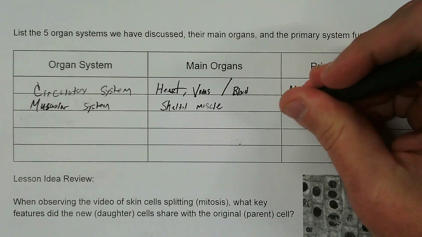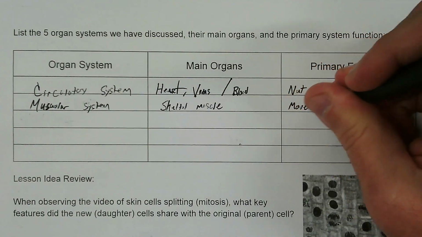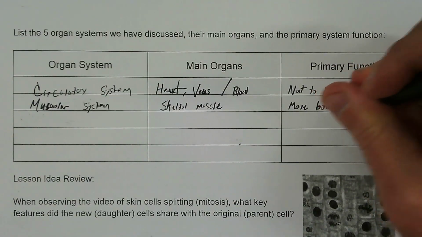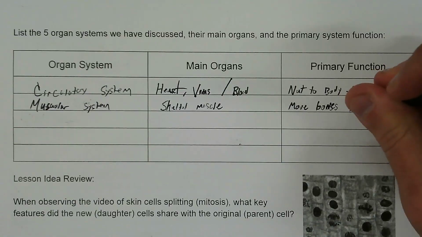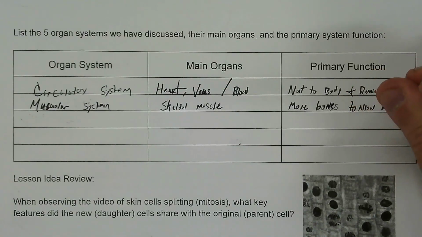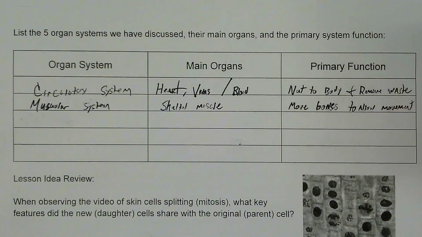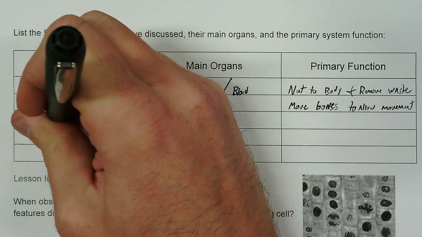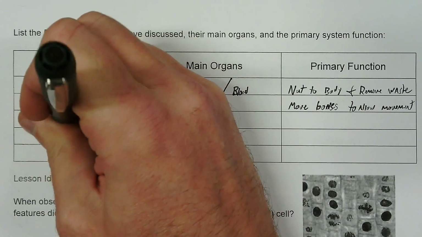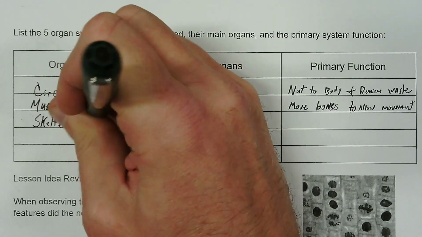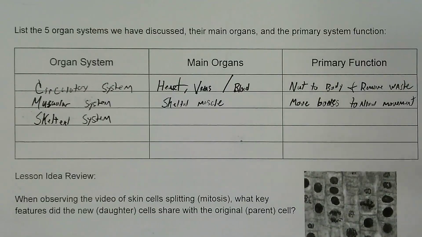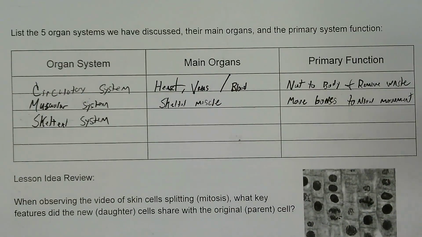So what's the main function? Move bones. I'm having a hard day spelling. Move bones to allow movement. And since we're already talking about the skeletal system, let's just do it next. Skeletal system. I'll have a clean version of this I'll type up because, as you know, my handwriting is not great. What are the main organs?